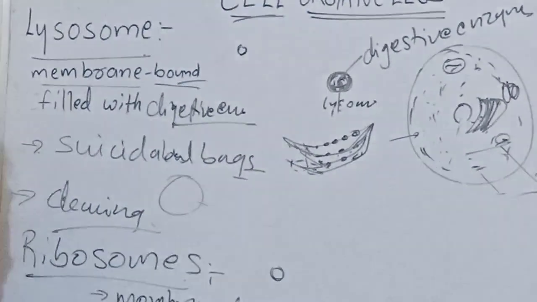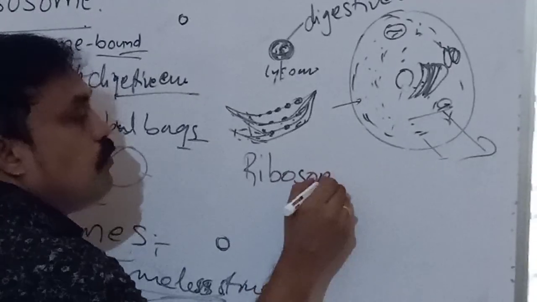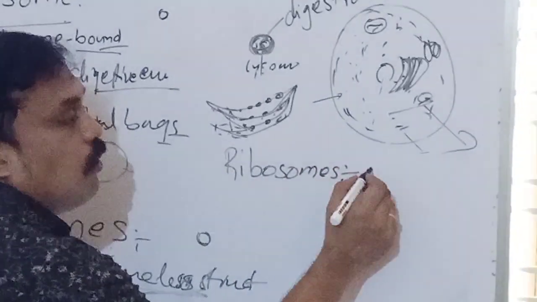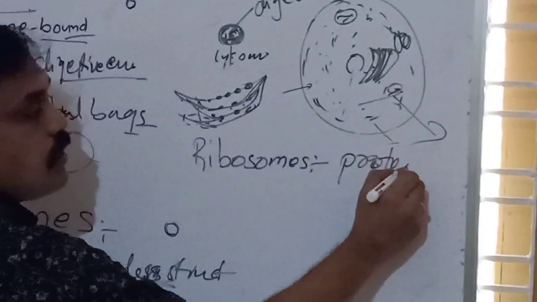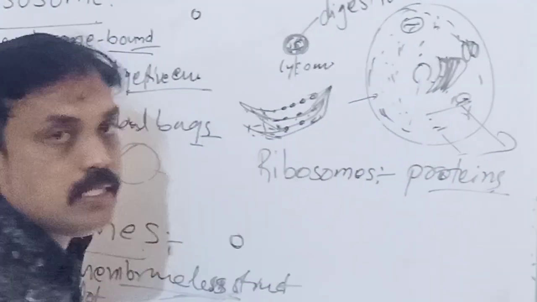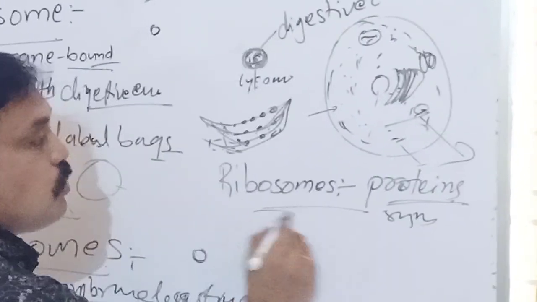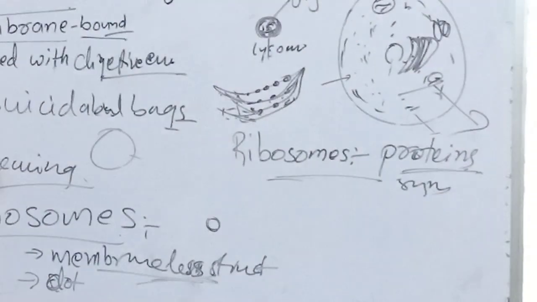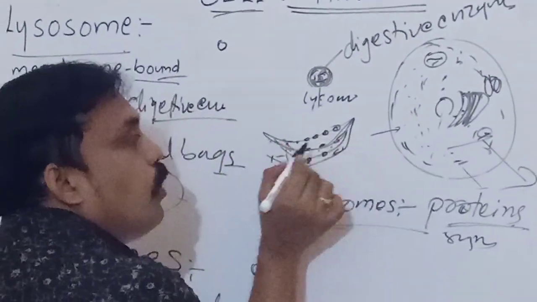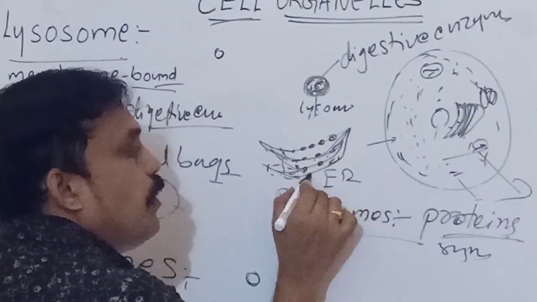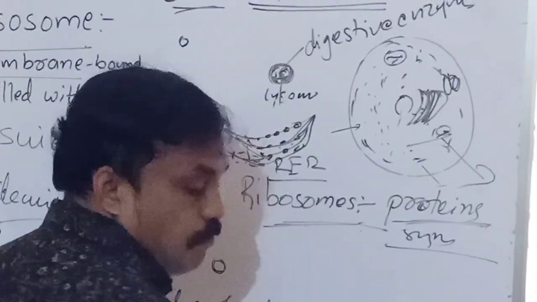What is the main function of ribosomes? The main function is protein synthesis. These ribosomes are useful for protein synthesis. They are very small in size, scattered in the cytoplasm, and some are attached to the rough endoplasmic reticulum. These ribosomes are useful for synthesis of proteins.